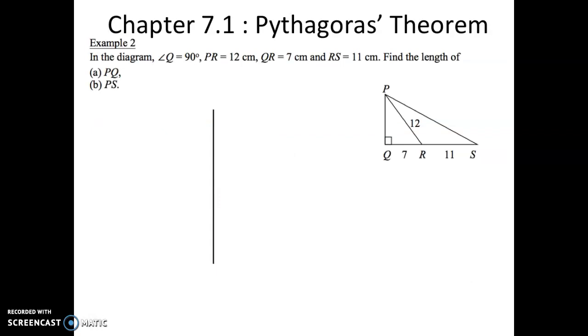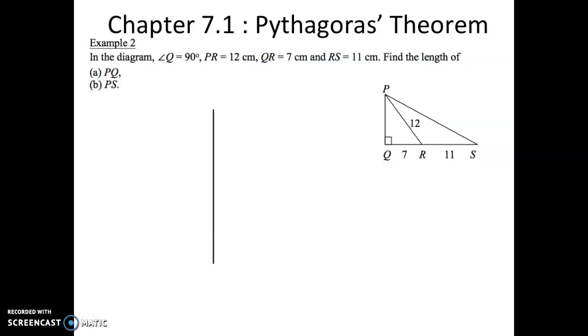Let's look at question 2. In the diagram, angle Q is 90 degrees. In this question, the diagram is already drawn for you. PR is 12 and QR is 7. They also tell you that RS is 11. So, for part A, we want to find what is PQ.